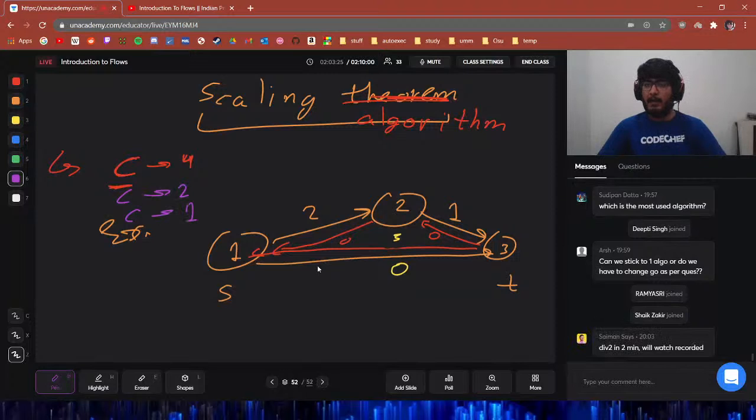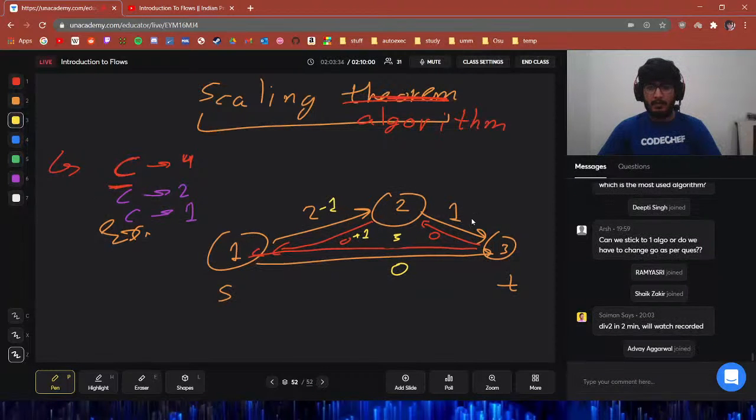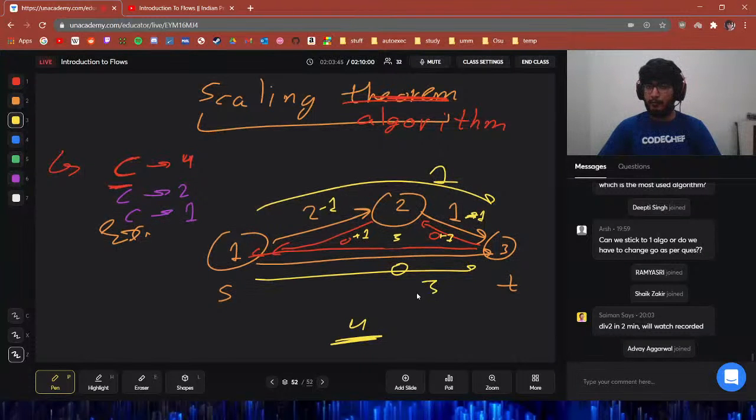Now we can find a path which has a flow greater than or equal to 1, right? So which is this path. Subtract 1 here, add 1 here, subtract 1 here, add 1 here, and finally the flow has come out to be 4, and 1 flow is going from this section and 3 flow is going from this section, right? So this is our final answer.